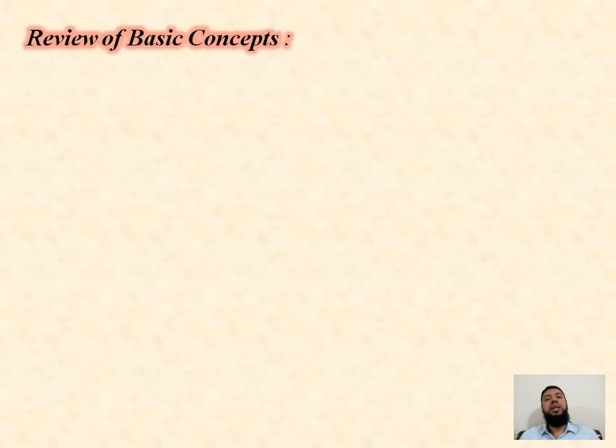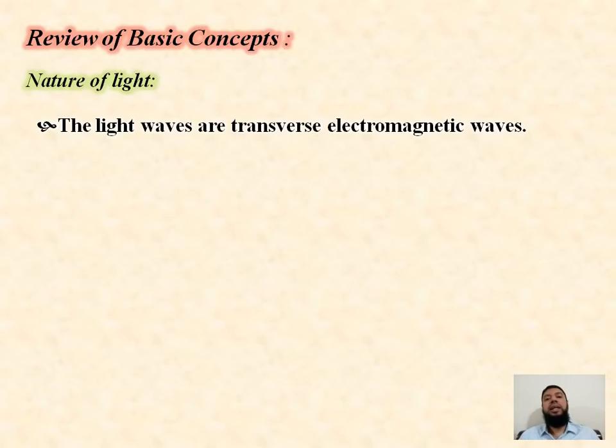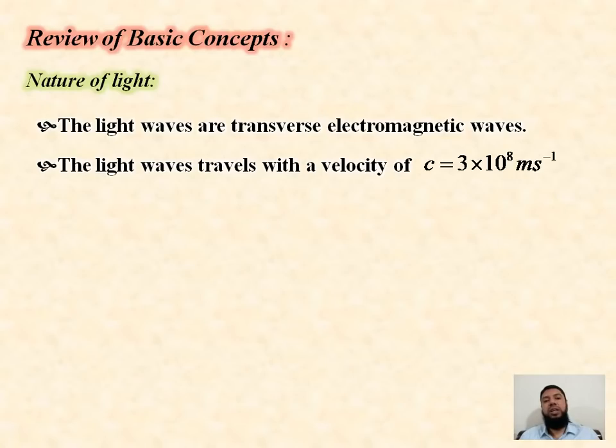Let's recall some of the important points in this chapter. We have learned that light is a transverse electromagnetic wave which travels with a velocity v equal to c equal to 3 into 10 power 8 meter per second.